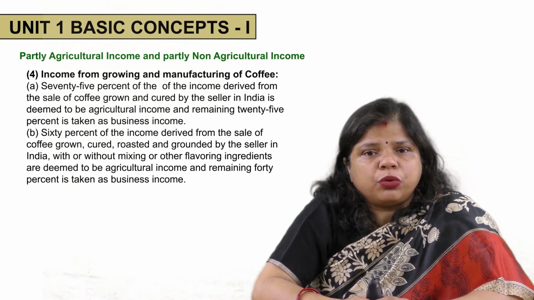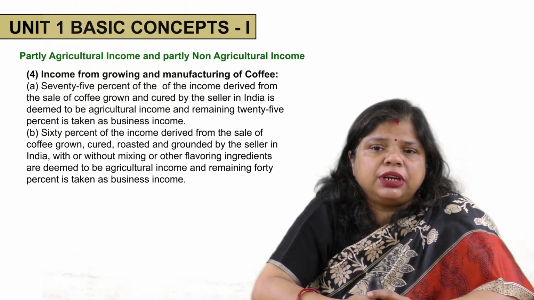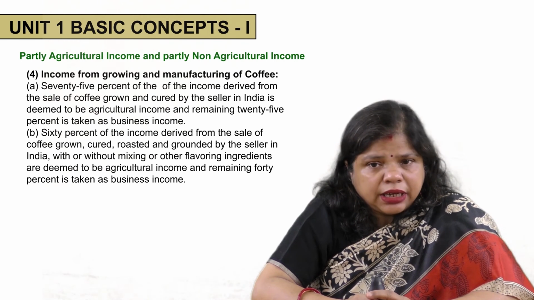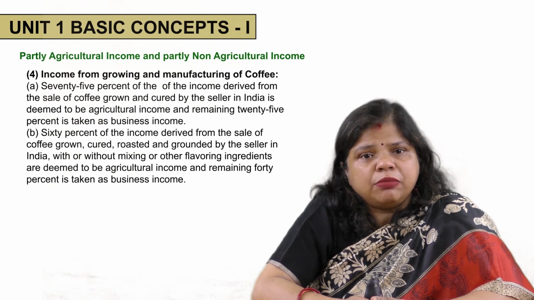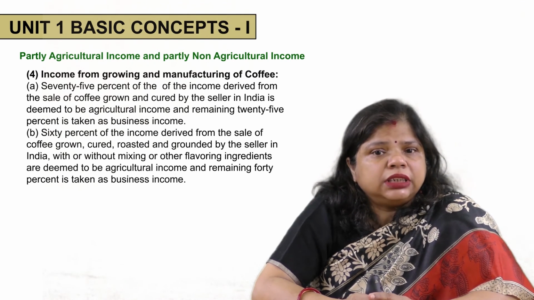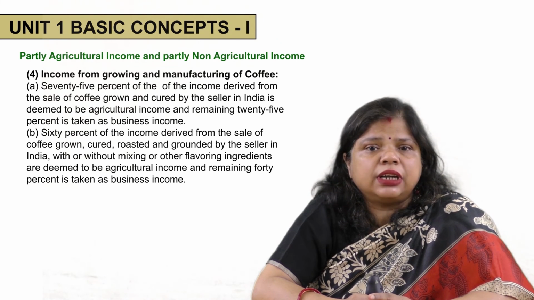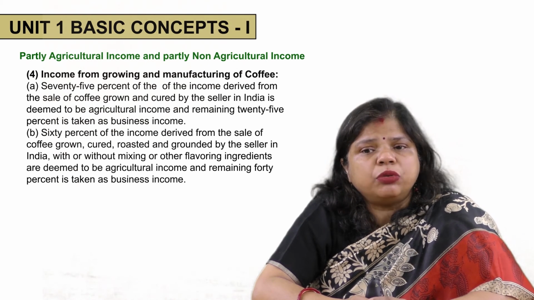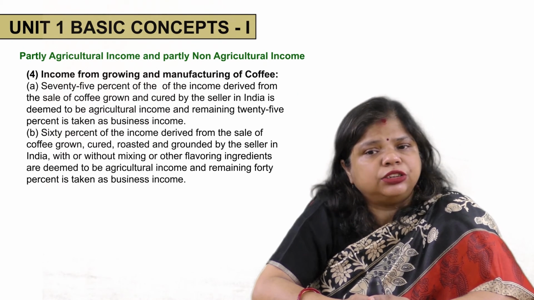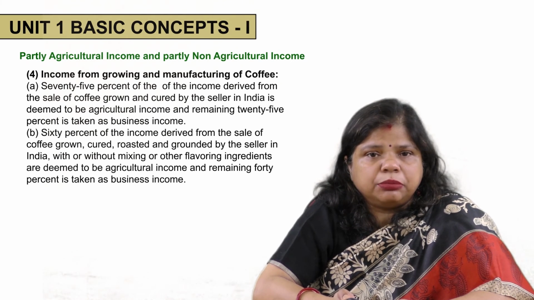Next is income from growing and manufacturing of coffee. 75% of the income derived from sale of coffee grown and cured by the seller in India is deemed to be agricultural income and the remaining 25% is taken as business income. 60% of income derived from the sale of coffee grown, cured, roasted and ground by the seller in India without mixing chicory or other flavoring ingredients is deemed to be agricultural income and the remaining 40% is taken as business income.